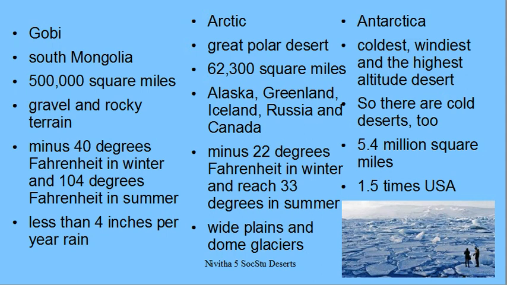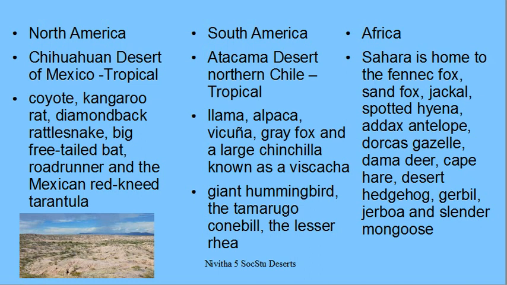Coming to North America, the continent has the Chihuahuan desert of Mexico. You find animals like coyote and kangaroo rat. That's a special rat called the kangaroo rat. Then you have a rattlesnake, then you have a tailed bat. All these things are found in the Chihuahuan desert. The picture that you see below is the Chihuahuan desert. There are some green areas. It is not completely sand, but some green areas are there.